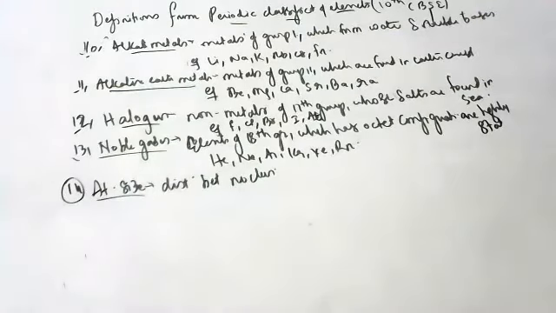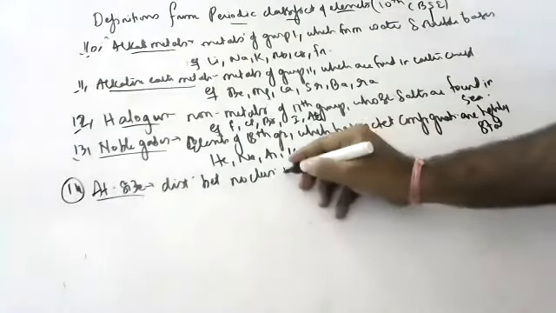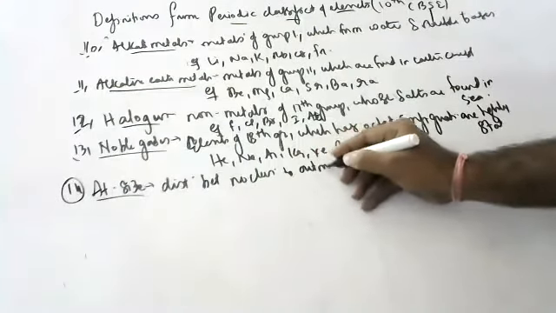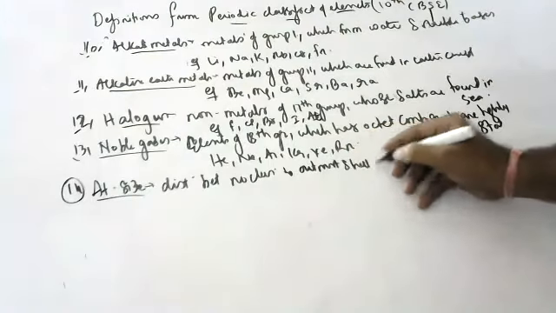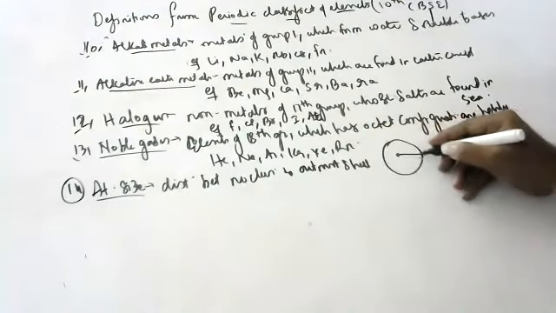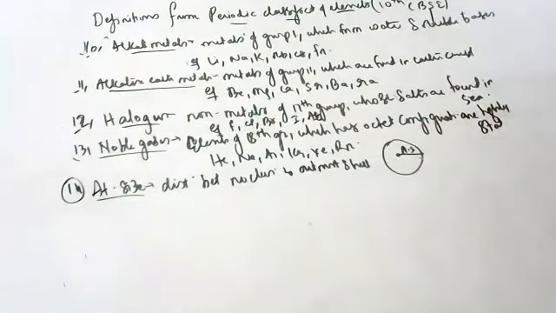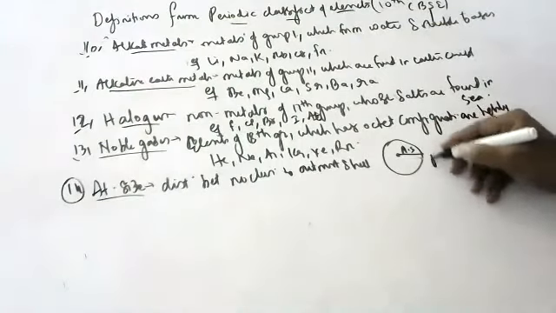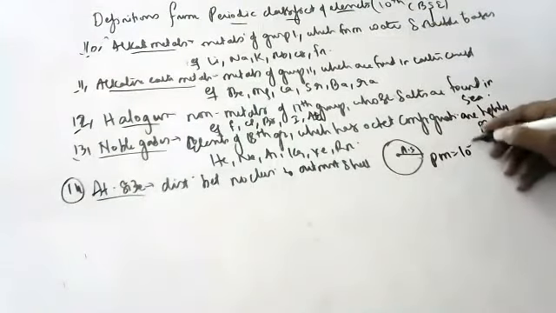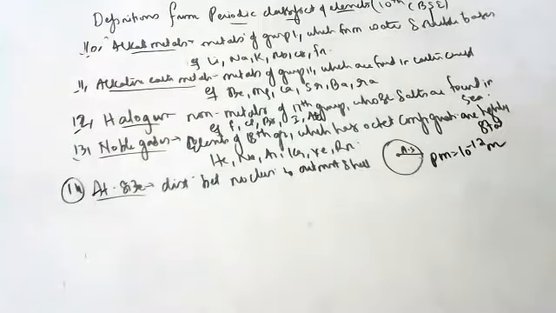Okay, children, distance between nucleus to outermost shell is called atomic size. It is measured in picometers. 1 picometer is 10 to the power of minus 12 meters.